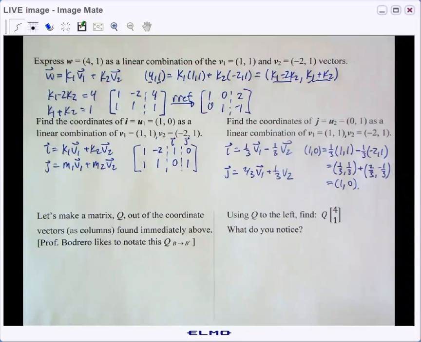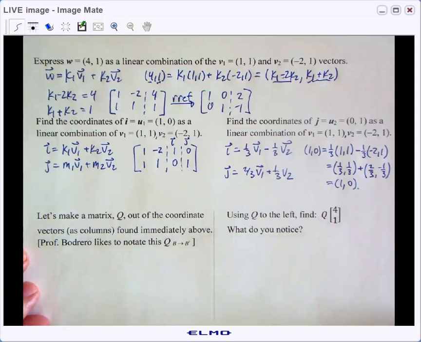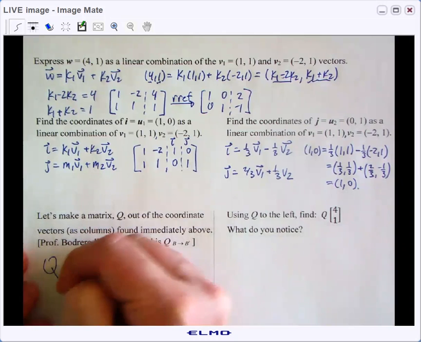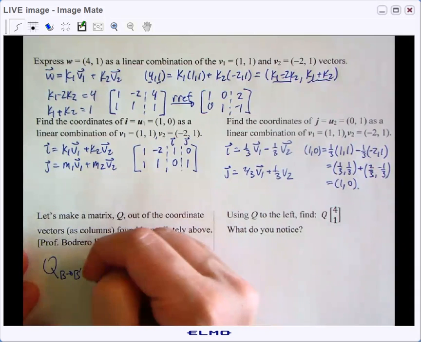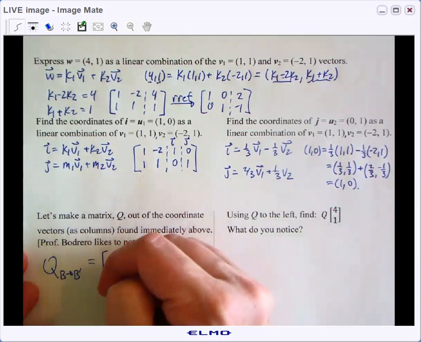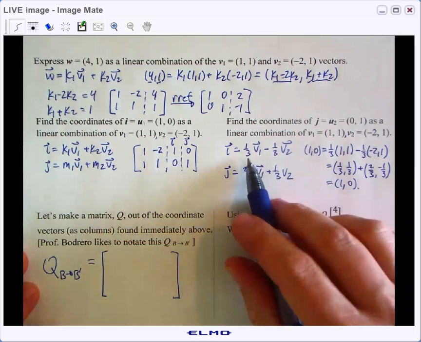Okay, so we've been doing some work here. Let's continue through this page and then I'll try to tie everything together. So we're going to make a Q matrix, and I often like to put a little subscript on him. I'm going to call him B to B prime, and we're going to make this Q matrix be the matrix that we found with these guys right here.